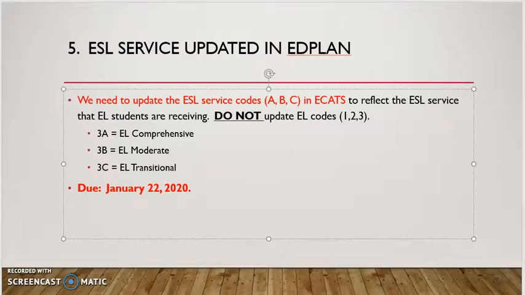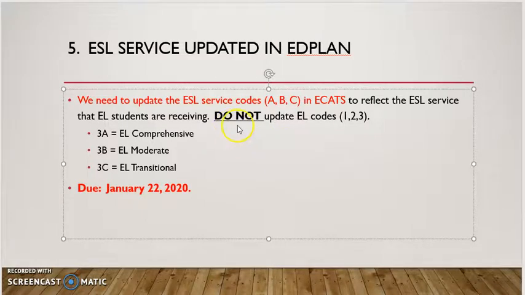Okay, so one of the last things we need to talk about is updating the ESL service codes in EdPlan. We need to update those codes by January 22nd, 2020. That's the end of the second quarter, and those need to be as accurate as possible at that moment. That means that you update the codes A, B, or C in ECATS to reflect the ESL service that the students are receiving at that moment.